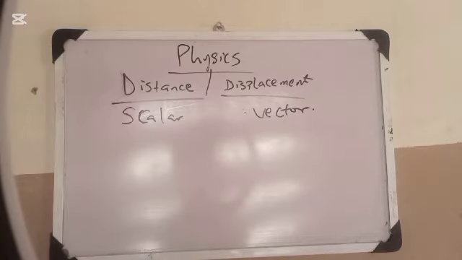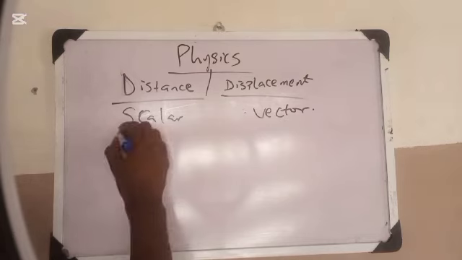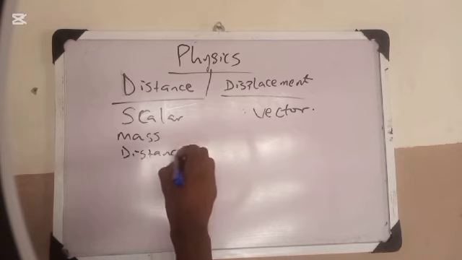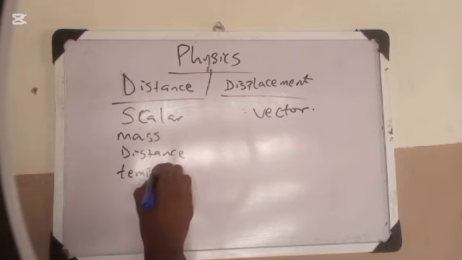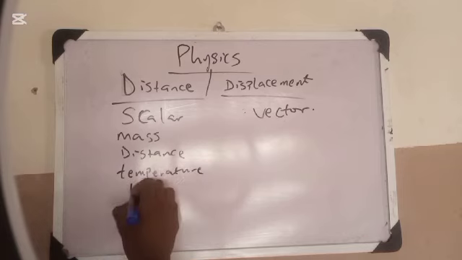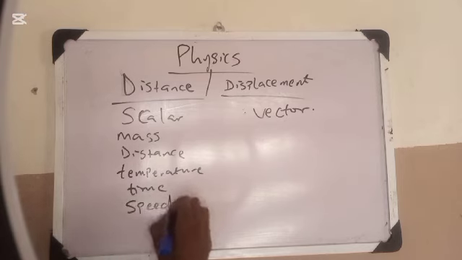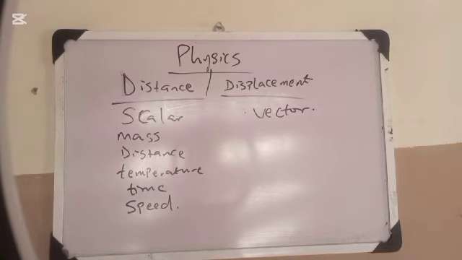Scalar quantities are quantities that have magnitude and numerical value but have no direction. For example, we have mass. Mass is a scalar quantity. We have distance. Distance is a scalar quantity. We have temperature. Temperature is a scalar quantity. Are you following? We have time. Time is a scalar quantity. We have speed as a scalar quantity. They all have magnitude and numerical value, but they don't have a specified direction.